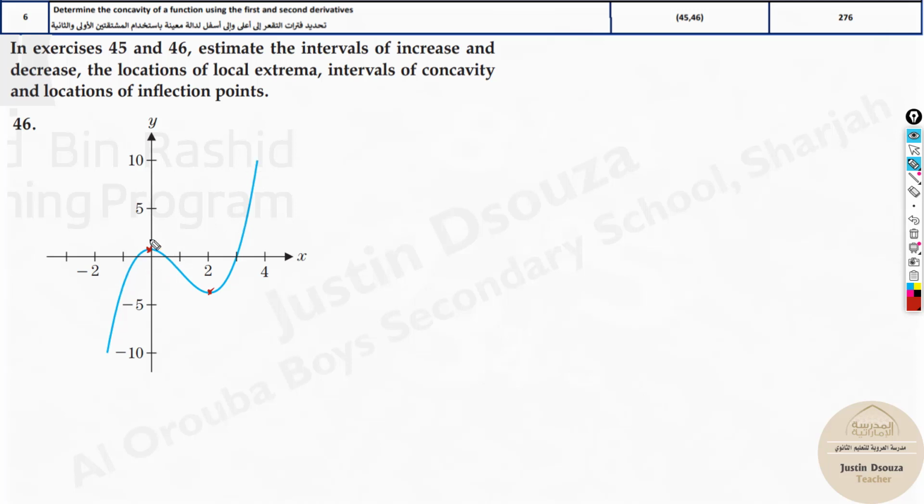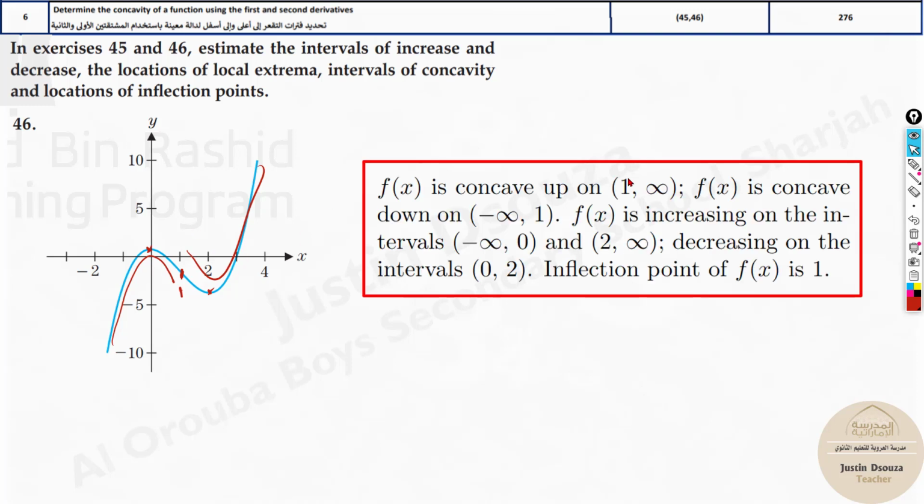Now, where would be the inflection points? I can see this is concaving down, this is concaving up. Somewhere in the middle, I would consider 1 to be the inflection point, and right side of 1 is concaving up, left is concaving down. And this is what is shown over here. It's concaving up from 1 to positive infinity, whereas down from minus infinity to positive 1.